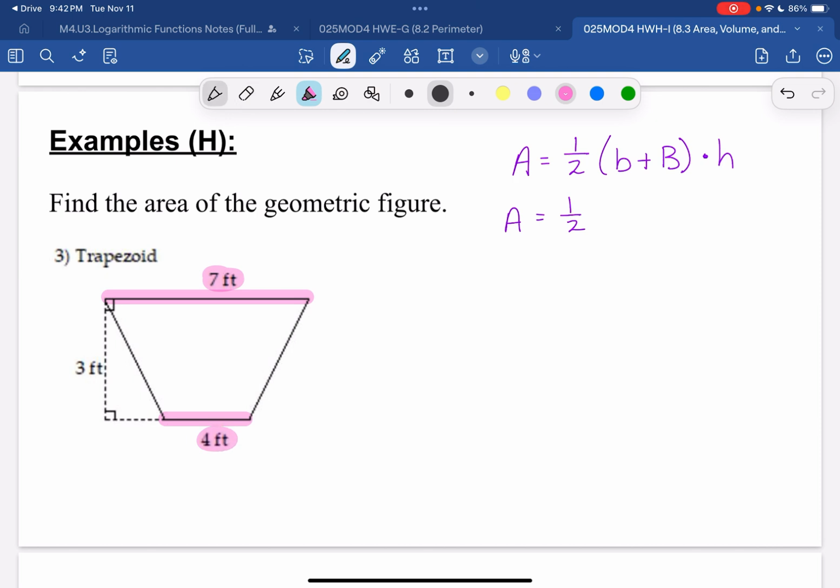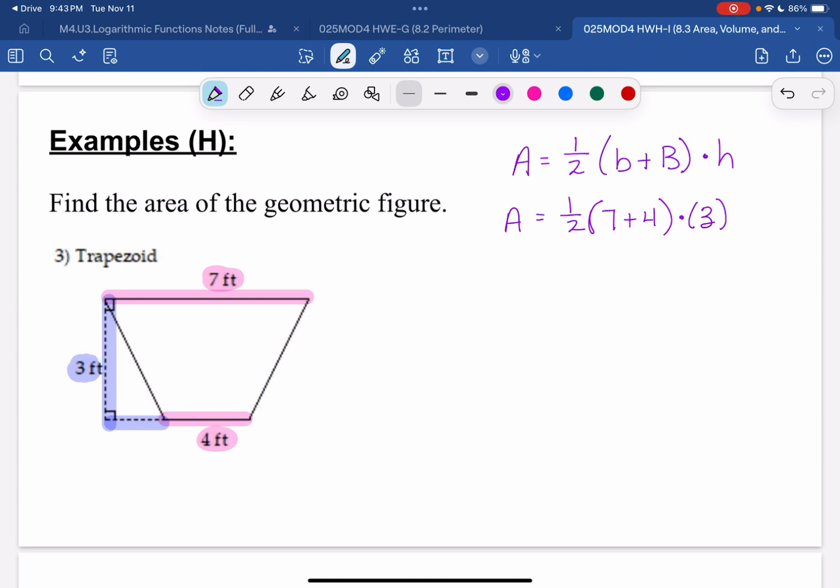So I'm going to add those two together. So I've got 7 plus 4. Then I want to multiply that by my height. And remember, our height needs to be straight up and down, 90 degrees from each base. And you can see that 3 is doing just that. So times 3.